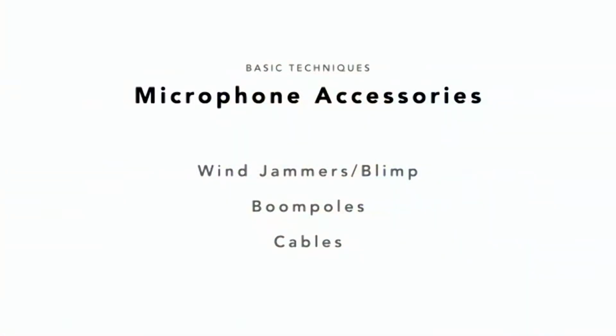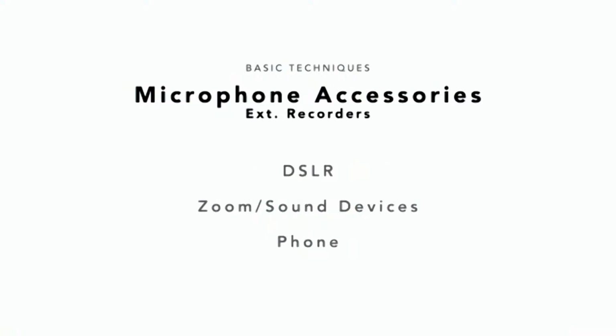So another thing, windjammers block the wind. If you're outside, get a windjammer. Boom poles. Get it closer to your talent. That's the whole purpose of a boom pole. And then cables, in this sense, is making sure you have those adapters like we were talking about. If you one day switch your video micro over to your phone, you need to have that adapter ready to go so you have that option in your setup. And then choosing the right recorders, whether they be DSLR or an external device, and then the adapters that go along with those in your tackle box ready to go is very crucial to what you're doing. And it's going to save you so much time and so much effort.